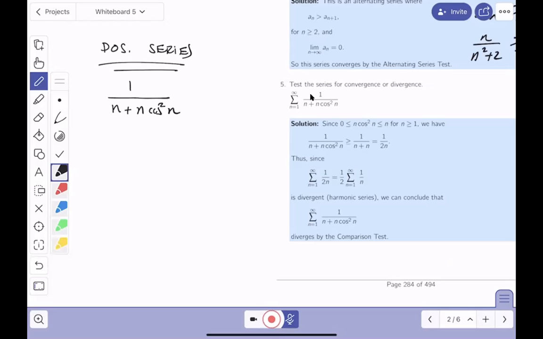And I'm going to say the cosine, the worst it could be is 1. So I'm going to say that maybe this compares nicely with 1 over 2n. All right. Now here comes my problem.